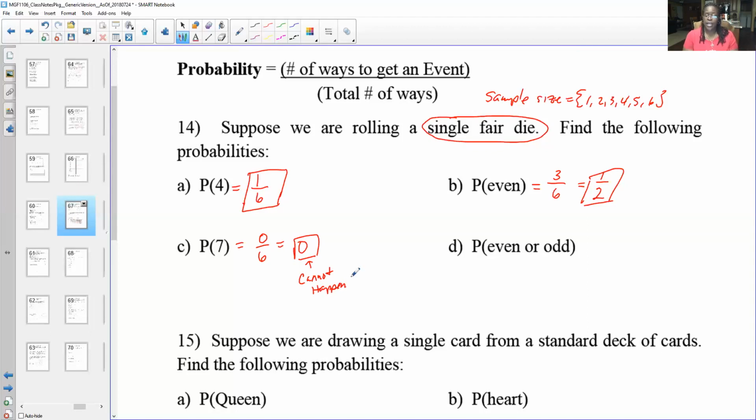Then probability of rolling an even or an odd. Well, do we have even numbers? Yeah, 3 of them. We have odd numbers? Yeah, 3 of them. So that's a total of 6, right? So whether it's even or odd, that's all of them. So that's 6 out of 6, which equals 1. So 1 means it must happen. Okay?